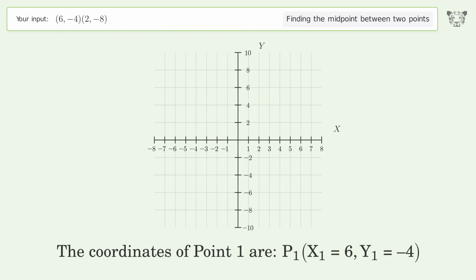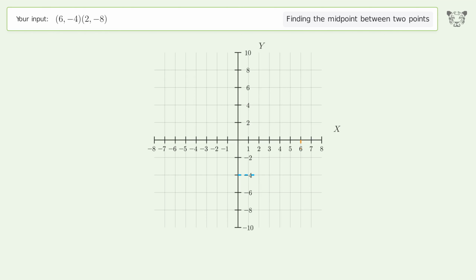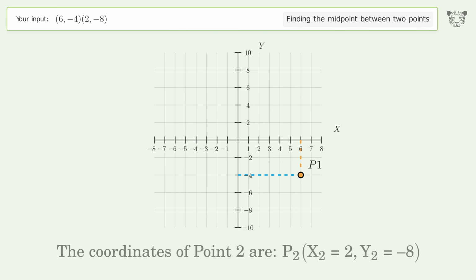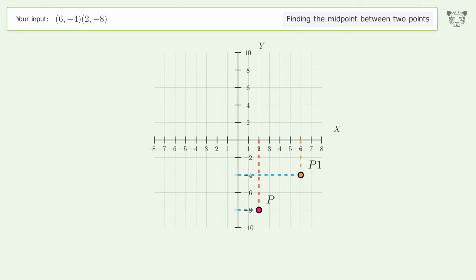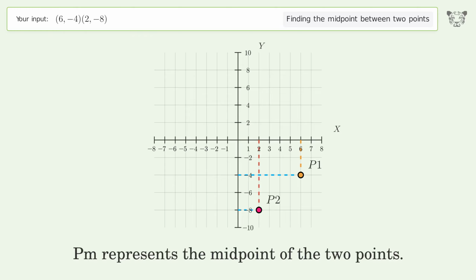The coordinates of point 1 are x1 equals 6, y1 equals -4. The coordinates of point 2 are x2 equals 2, y2 equals -8. PM represents the midpoint of the 2 points.